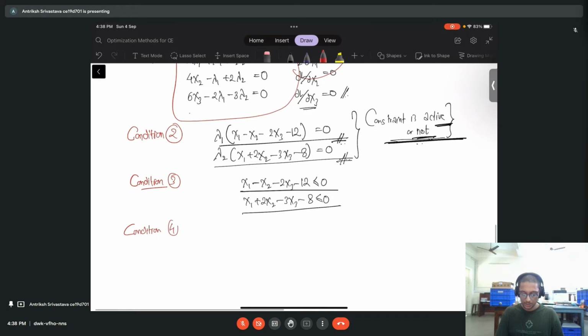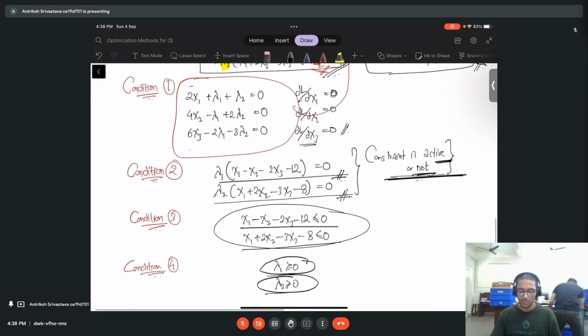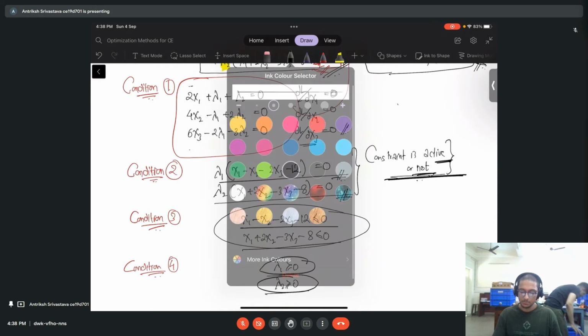Then we have condition 4. As I said, in the minimization case, no need to worry about the lambda sign. You just remember that whatever the sign of g, lambda will be opposite to that. So our lambda 1 and lambda 2 will be greater than 0. Is this correct? Yes, sir.